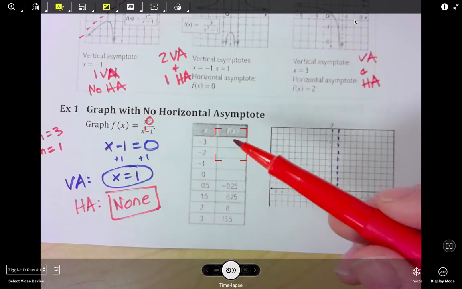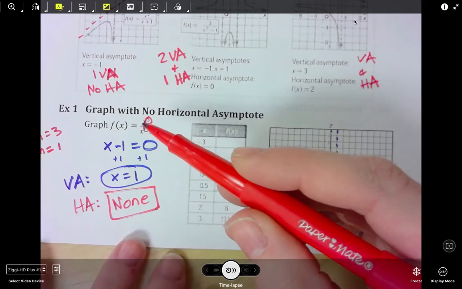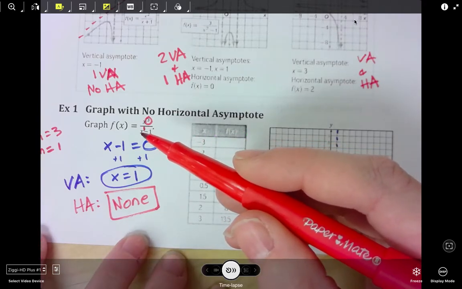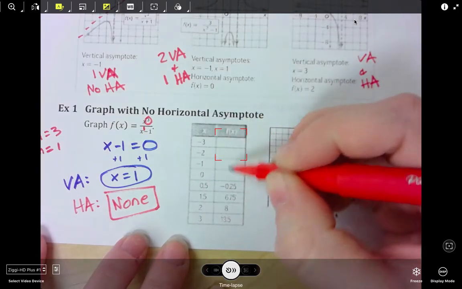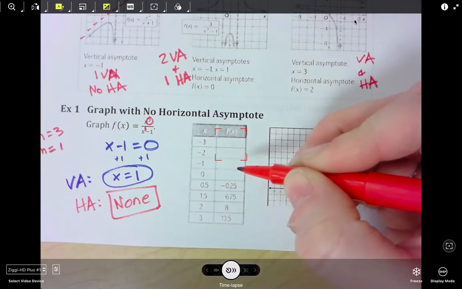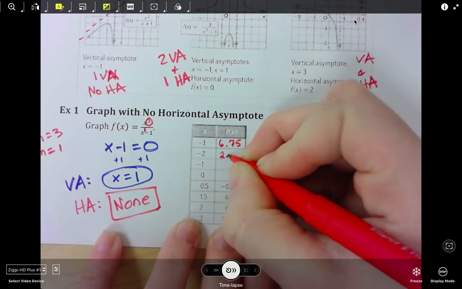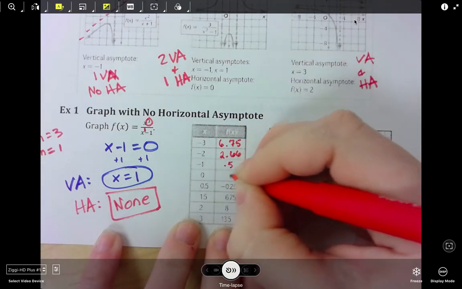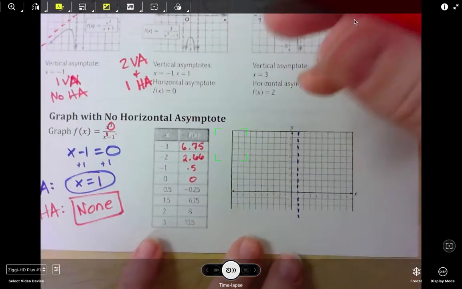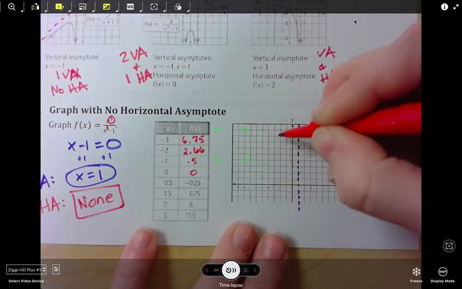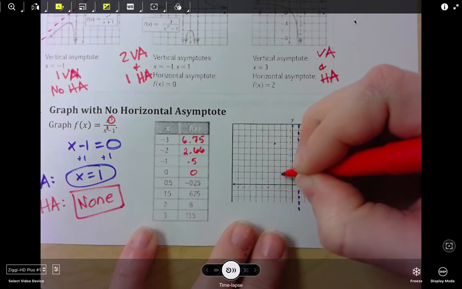And then I told you guys to go ahead and plug these numbers in for x here. So like taking negative 3 to the third power over negative 3 minus 1, and doing the same with negative 2, negative 1, 0, and so on. These first 4 numbers in the table are 6.75, 2.66, 0.5, and 0. Okay, I'm going to go ahead and plot these points on here, and you do the same, and then I'll show you what this looks like when you graph it. So if you need to pause this video to graph these, go ahead and do so.